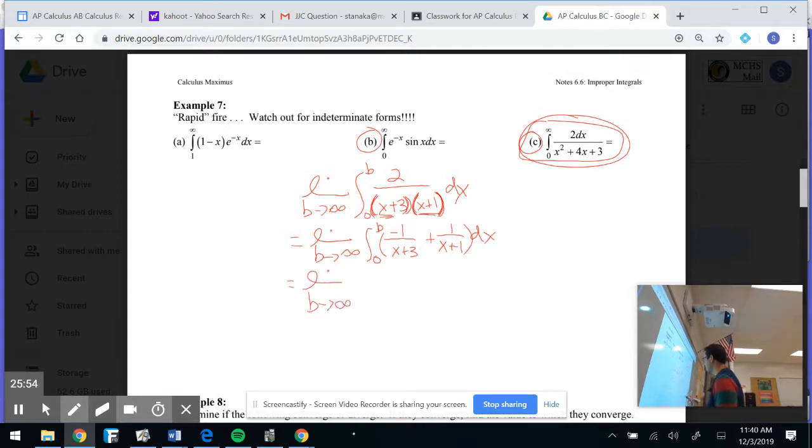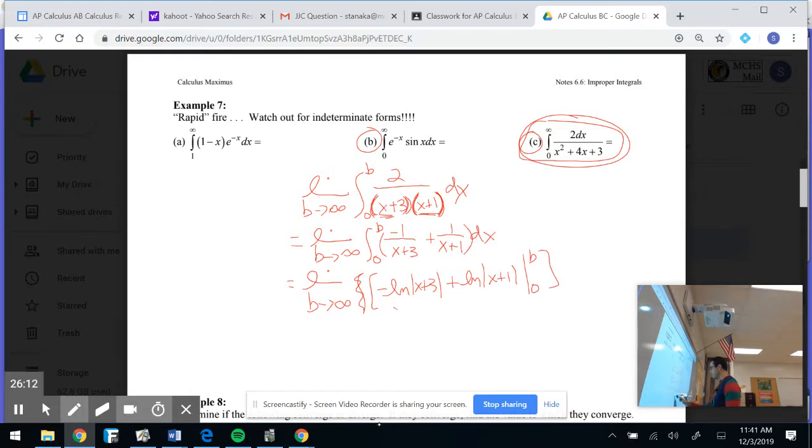That's just a couple of, ooh, snappy dappy, don't do that. A couple of natural logs, right? Negative natural log, absolute value of x plus 3, plus the natural log of the absolute value of x plus 1, and we're going to go from 0 to b.